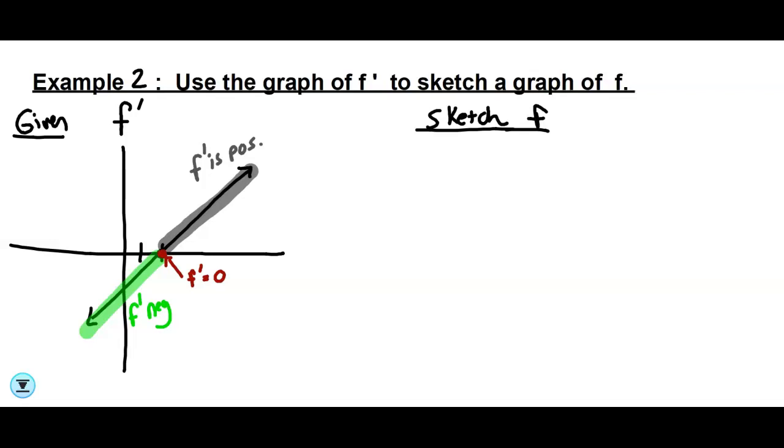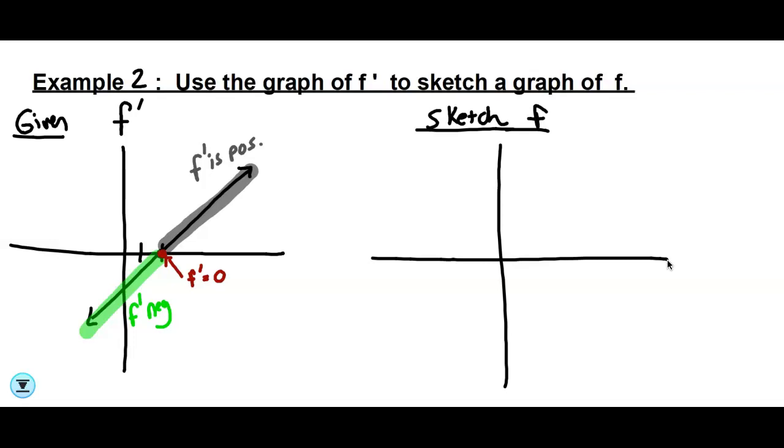So for the gray area, f prime is positive because it's above the x-axis. For the green area, f prime is negative because it's below the x-axis. And for the reddish color there, f prime is right on the x-axis, which means that f prime equals 0. So if I wanted to sketch a graph of this, how would we do it? Well, what does that mean about f? So that's question 2. Question 1, what do we know about f prime? Question 2, what does that tell us about f?